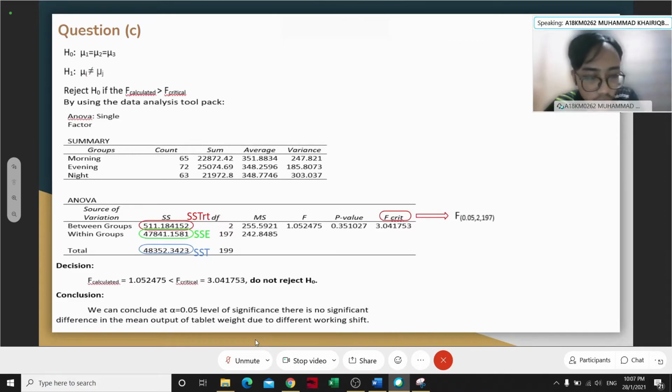For the conclusion, we can conclude that at alpha equal to 0.05 level of significance, there is no significant difference in the output of tablet weight due to different working shifts.